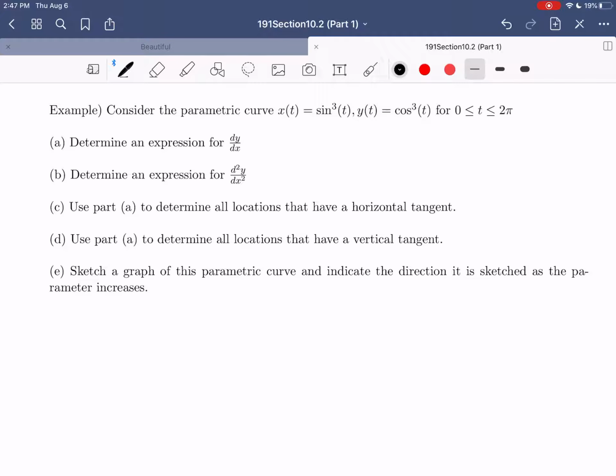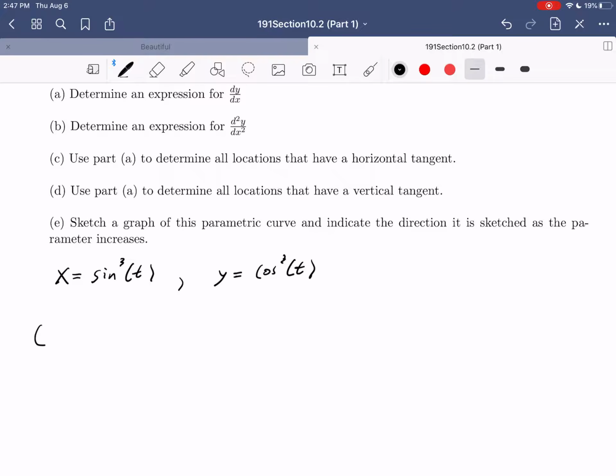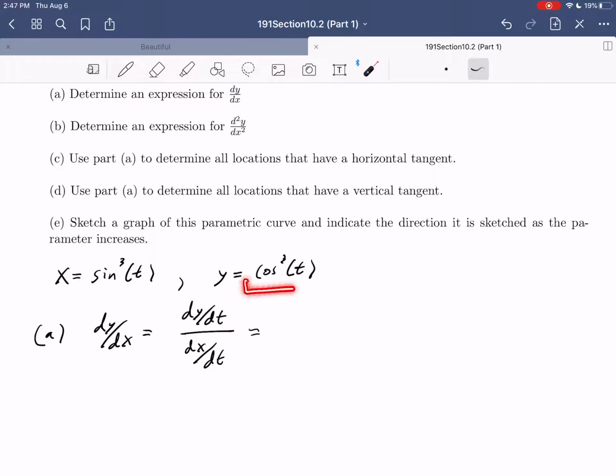Okay, so let's just rewrite real quick. We have x equals sine cubed of t and y equals cosine cubed of t. So for part a, if we want to do dy/dx, we would say dy/dx is dy/dt divided by dx/dt. So how do we determine dy/dt? Well, we differentiate this with respect to t. So that would be a chain rule. We drop the 3 down, 3 cosine squared, then take the derivative of cosine, which would be negative sine of t.